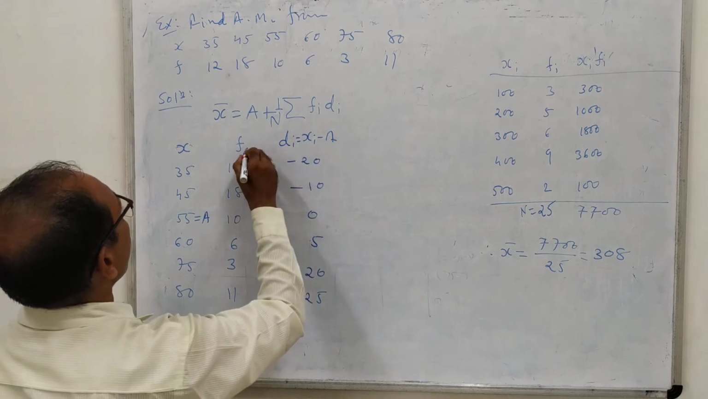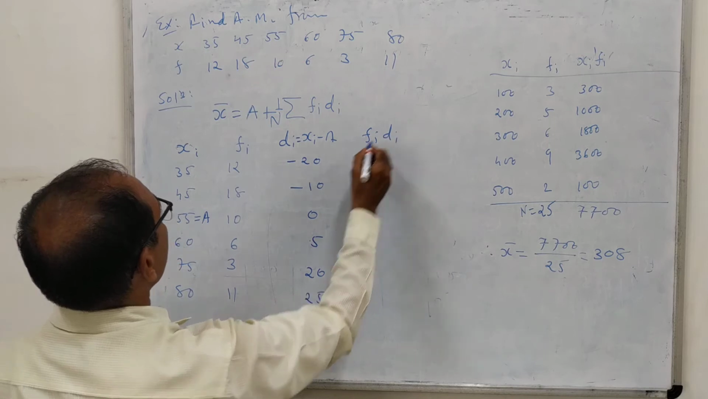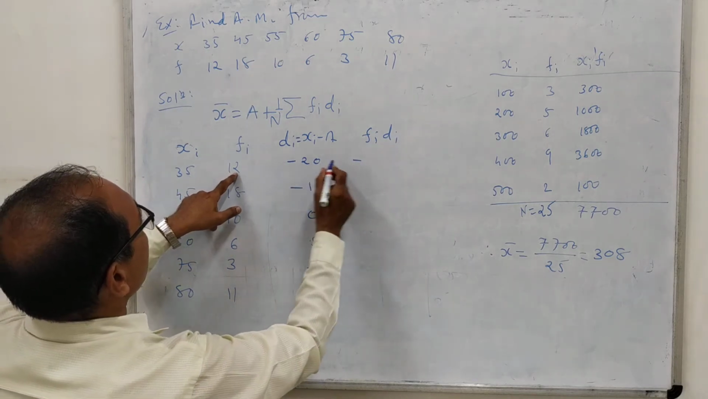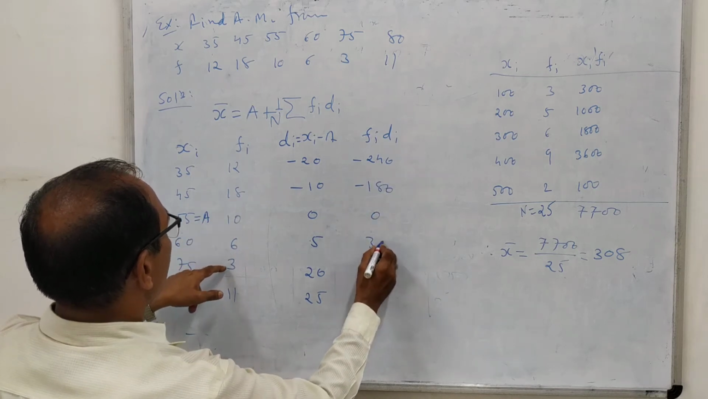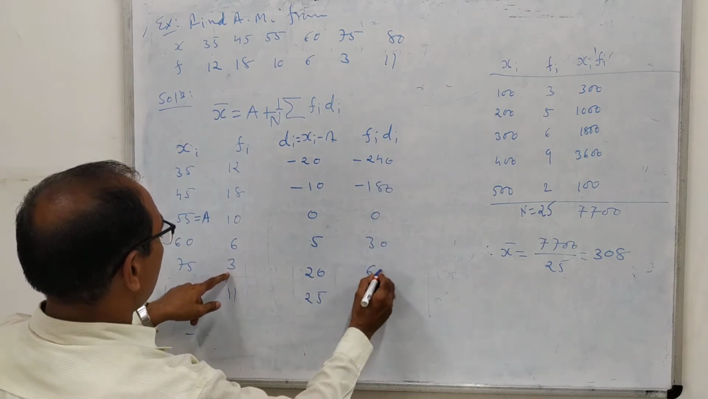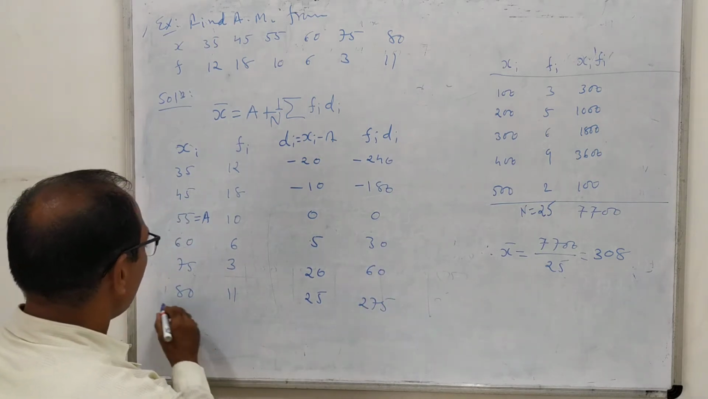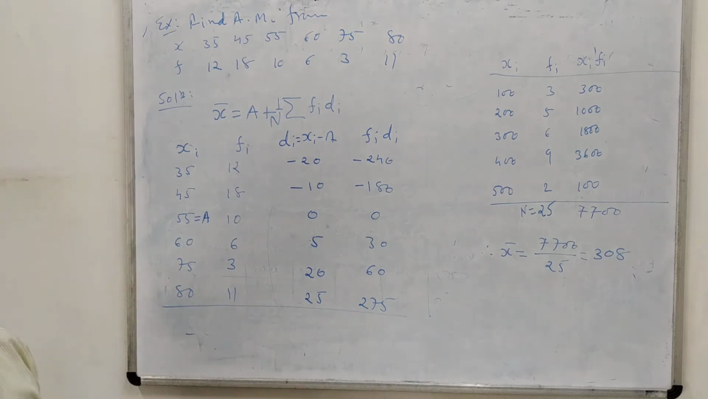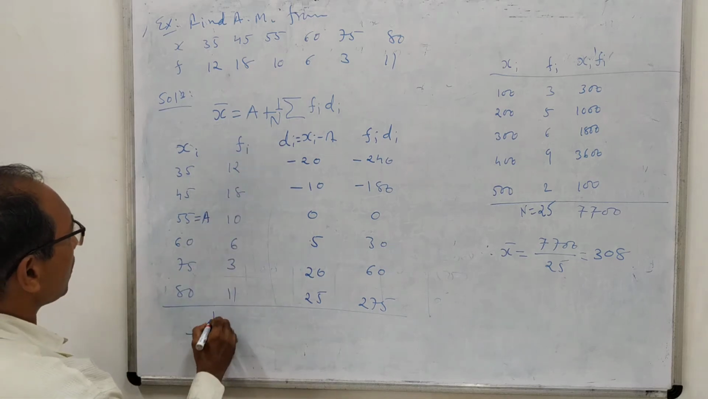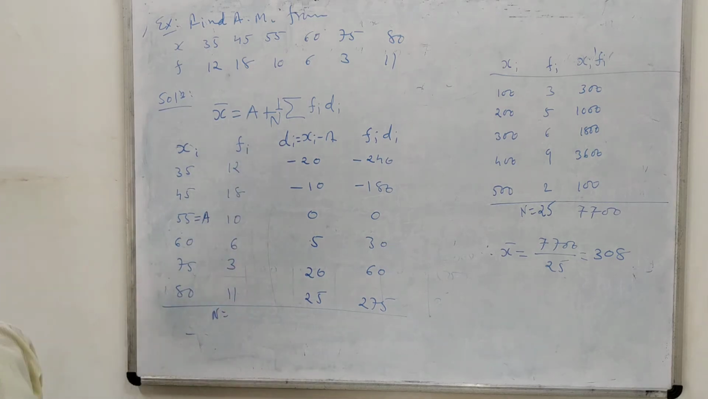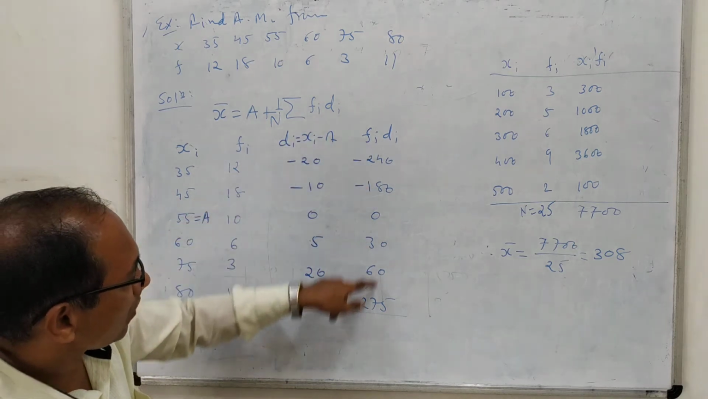Then we will find out fi di. You can also write this simply as f or x. So fi into di is, this is minus 12 into minus 20 means 240. Minus 180. This is 0, this is 30, this is 60, this is 25, 11 is a 275. So here you draw the line, and then we require the value of capital N. A is already there, capital N is the total of Fi, sigma Fi. Sigma Fi has the value 60, and then find out sigma Fi di, the total of this column.